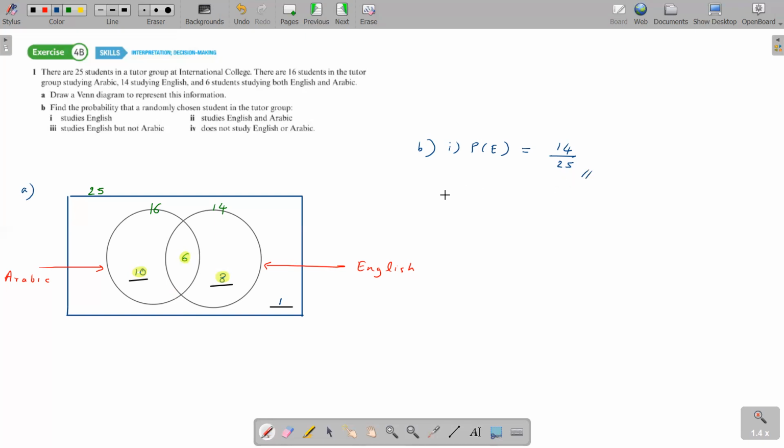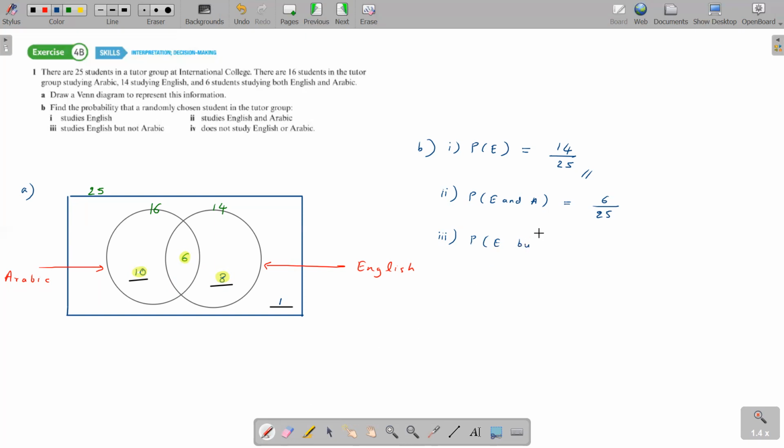Agreed? Roman number 2, studies English and Arabic. So what's the probability of studying both English and Arabic? There are 6 students who study both English and Arabic. So you have 6 out of 25. I think it doesn't simplify as well, right? 6 over 25. Roman number 3, studies English but not Arabic.